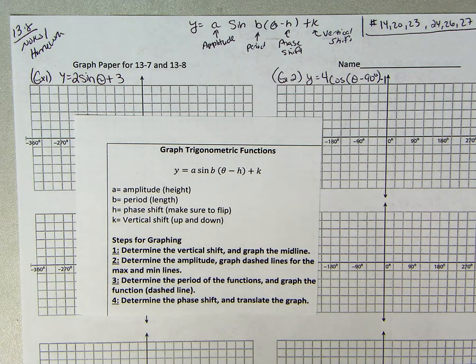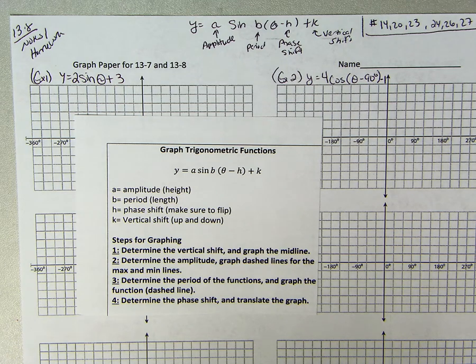So a is the amplitude, we talked about that, that's just the height. B is the period, that's the length. H is the phase shift. And just make sure we flip that, right? That's the same kind of thing with absolute values or whatever. And then k is the vertical shift up and down.